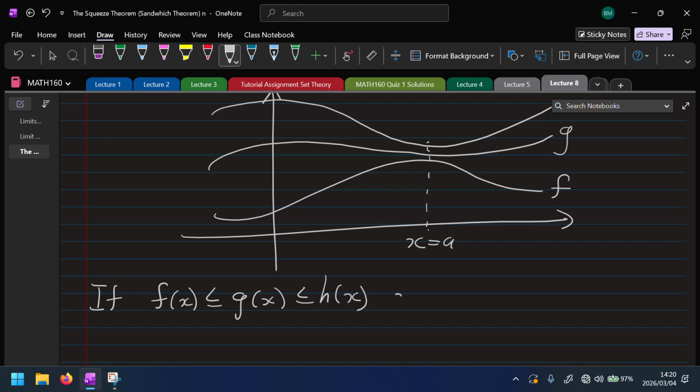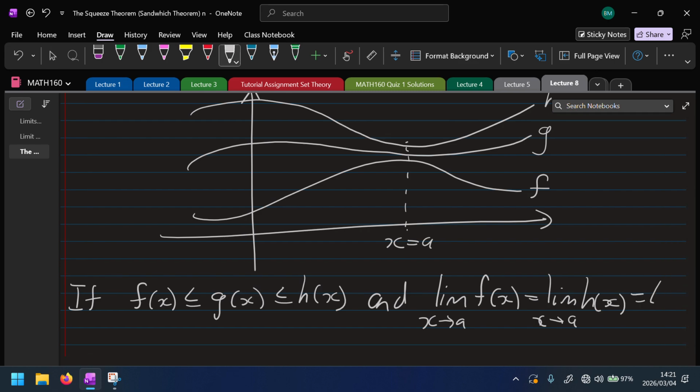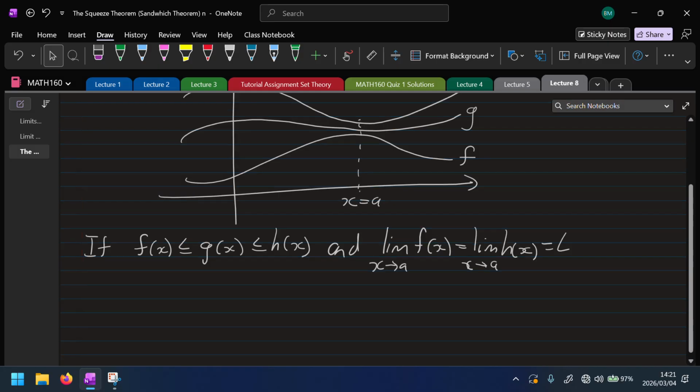And the limit as x goes to a of the bottom one is equal to the limit as x goes to a of the top one, that's h. If these are both equal, so they exist, they have the same value, let's call that L. Then the limit as x goes to a of the middle one is also L.